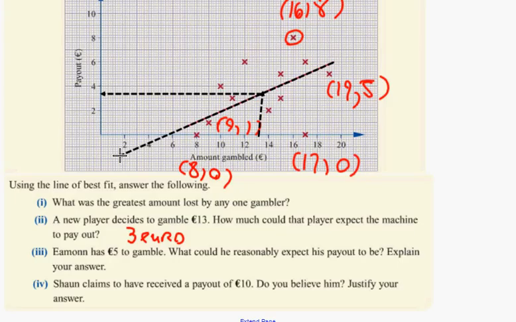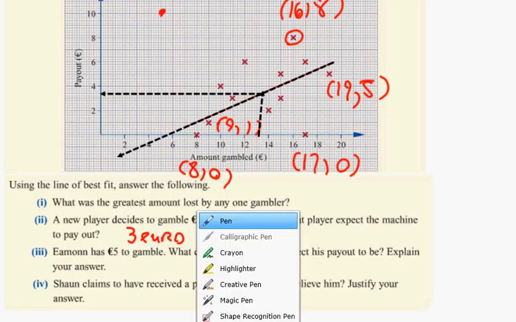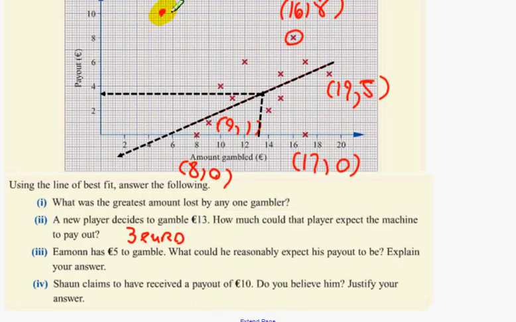Okay, Sean claims to have received a payout of 10 euro. Do you believe him? Justify your answer. I think Sean is full of lies because this one here is a massive outlier. It's not beyond the realm of possibility that he got lucky, but it's highly unlikely.